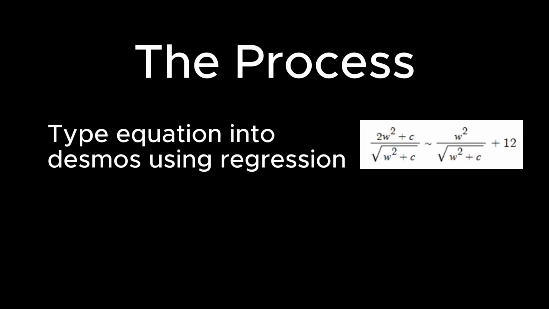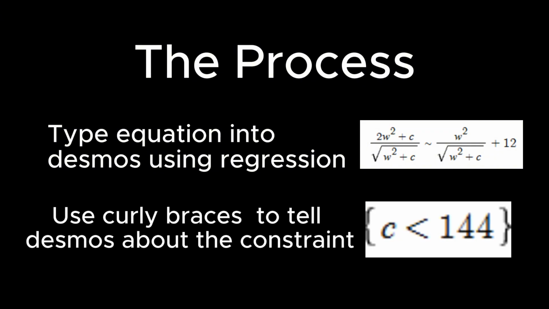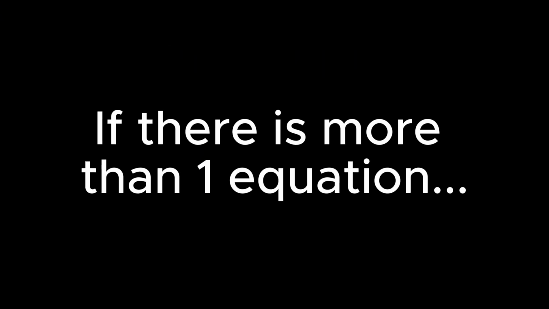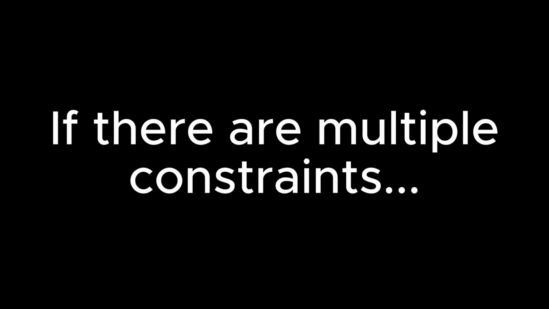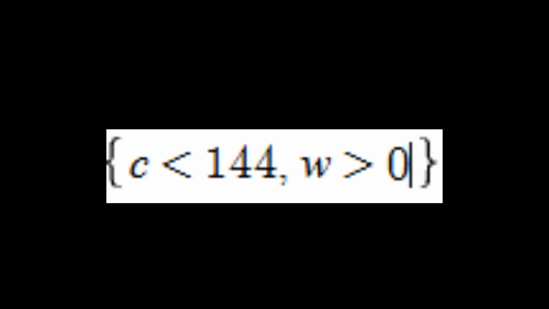So, what I can do in this case is just type the equation into Desmos using regression, then just use curly braces to set the constraint. If there is more than one equation, you can just use bracket regression instead, and if there are multiple constraints, you can use a comma within the curly braces to separate the variables.